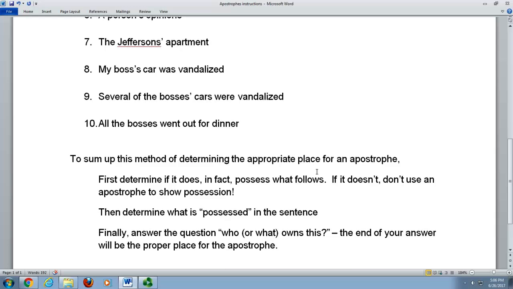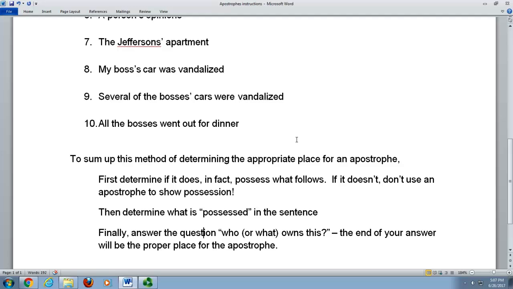So to sum up this method, first determine if it does in fact own what follows. If it doesn't, don't use an apostrophe to show possession. Then determine what is possessed. The car here is owned, so the car is possessed. That's what I determine. And then finally, answer the question, who or what owns this? The car, my boss owns it. And so that is where you put the apostrophe.